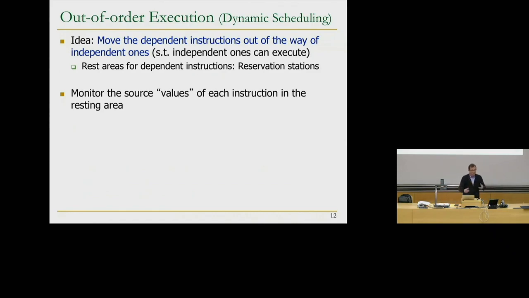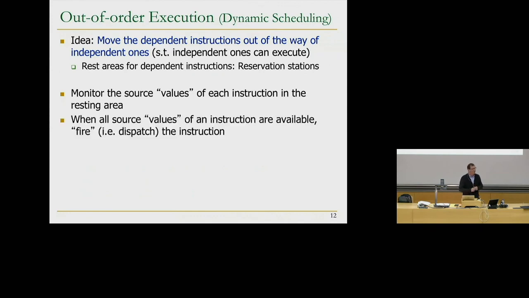If they're ready, then we can actually fire this instruction. When all of the source values of an instruction are available, or ready, are produced, then we fire or dispatch the instruction. So that's the dispatch. That's out-of-order dispatch. You basically dispatch an instruction when its source values are ready, and that's exactly the soul of data flow. So instructions are now dispatched in data flow order, not control flow order.